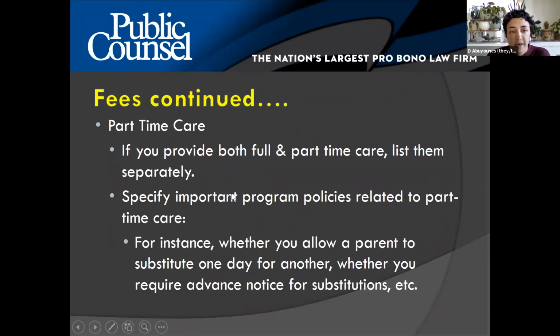So for part-time care, if you provide both full and part-time care, list them separately. Specify important program policies related to part-time care. So for example, whether you allow a parent to substitute one day for another, whether you require advance notice for substitutions, etc. You want to make sure that if you provide part-time care, because there's some flexibility in there, that you're clear about what days care is being provided.